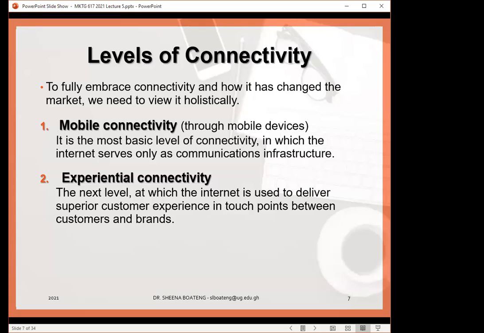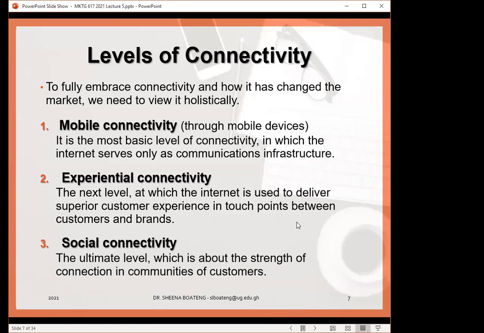Now, beyond mobile connectivity and experiential connectivity, there's a third level of connectivity that has to do with social connectivity. And this is the ultimate level of connectivity, which is all about the strength of the connection in the communities of customers. And this has largely fueled a new market model in marketing, which we refer to as the C2C model. So the customer to customer model in marketing is largely fueled by social connectivity, where it's all about the customers and how they are connecting and engaging with each other in the online space. So as an e-marketer, you need to be cognizant of these 3 levels.